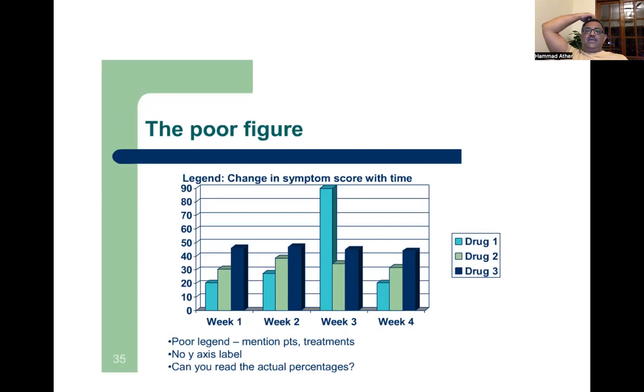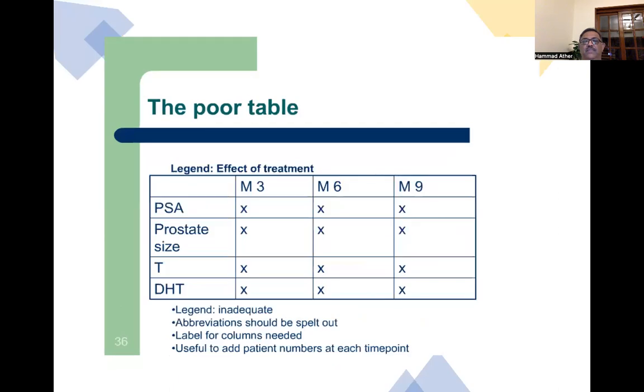Sometimes the figures are really very poor. If you look at this figure, it says change in symptom score with time: week 1, week 2, week 3, week 4. What is happening here, with the use of drug A, drug B, or drug C, or 1, 2, 3? The legends are poor. The treatment options are not mentioned. Can you read the actual percentages? No. So this is a very poor figure, and you should avoid such figures.